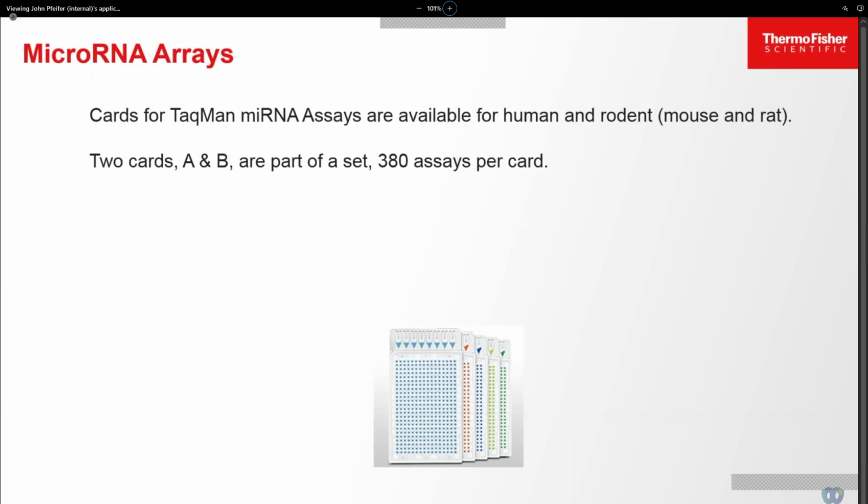So we offer pre-configured microRNA arrays in the card format for human and rodent. And they come in a set, so there's A and B. The A card has the microRNAs that are most prevalent, shall we say. And there are 380 assays per card.